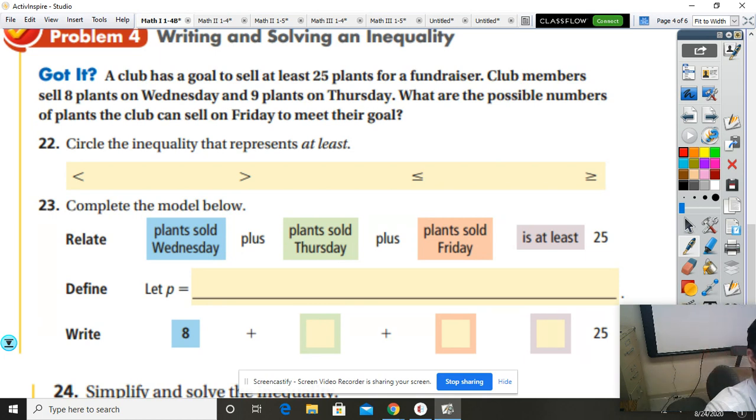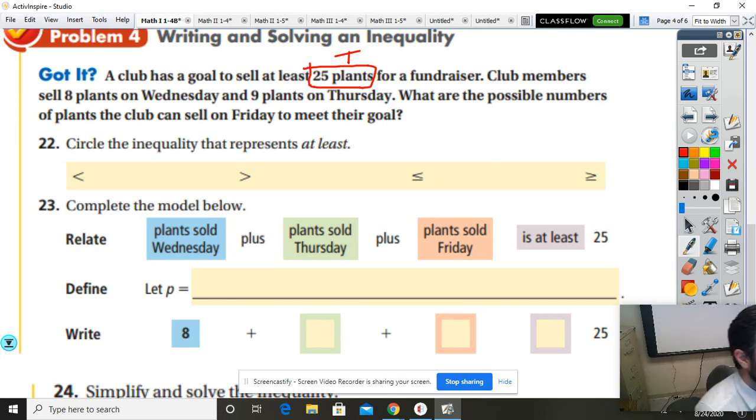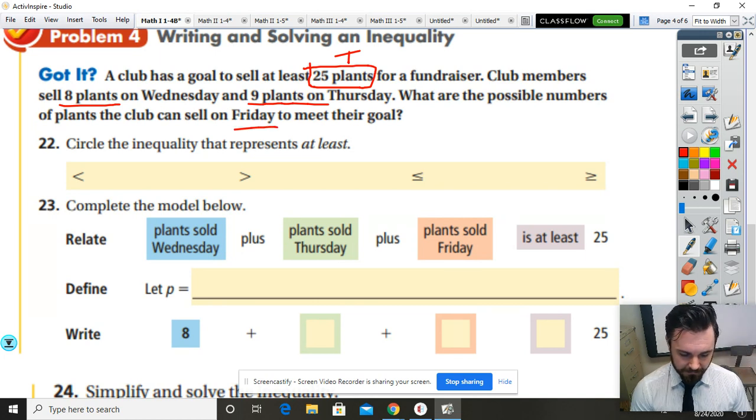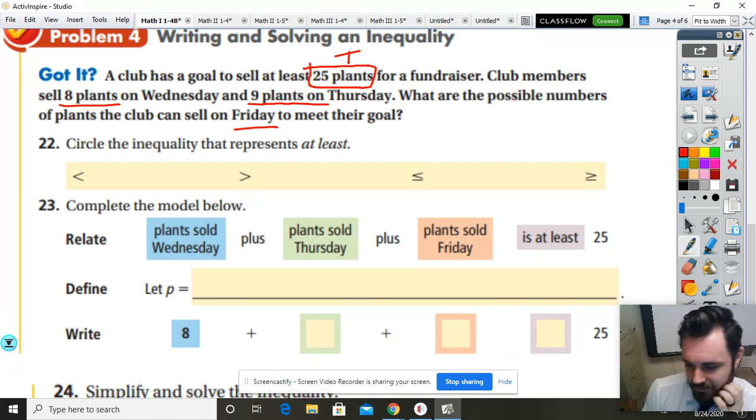Things I like to look for as I go through this is, well, one, notice that there were 25 plants. You're trying to sell at least 25 plants. So there's a total. Love totals. A club member sells 8 plants and then 9 plants. What are the possible numbers that they can sell on the other day? So if you've read this, it's like, okay, they've sold plants these 2 days. How much do they need to sell on that third day so that we have at least 25 plants? Okay?